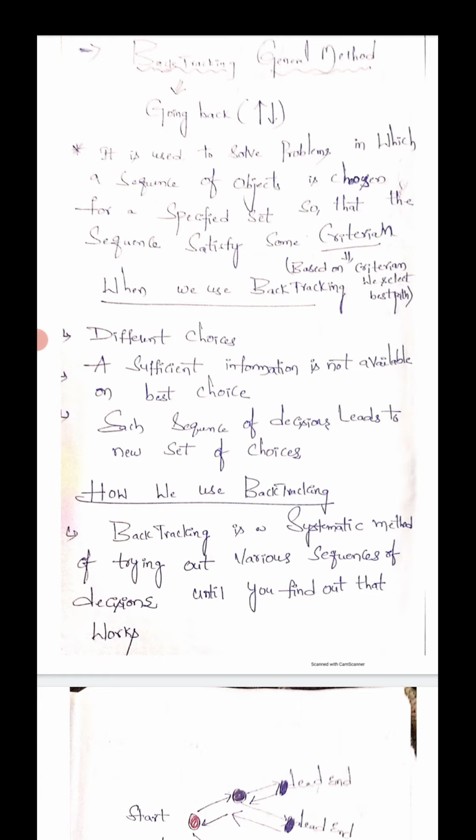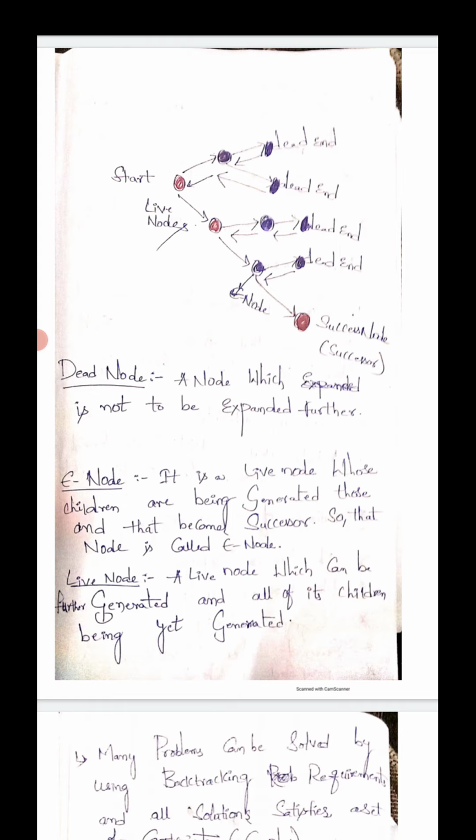Here the red nodes I will mark as live nodes. Look at this E node. An E node is also a live node whose children are being generated. Those that are generated become successors. So that node is called the E node, and the generated ones are successor nodes.